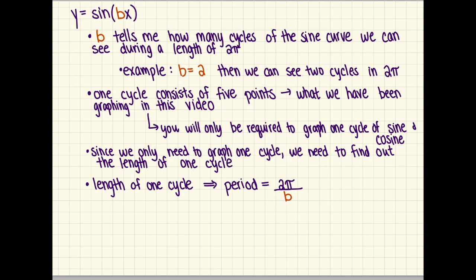Now, since we only need to graph one cycle, we need to find out the length of one cycle so that we can stop our graph. So in order to do this, we're going to find something called the period. The period is found by doing 2 pi divided by whatever our b value is.